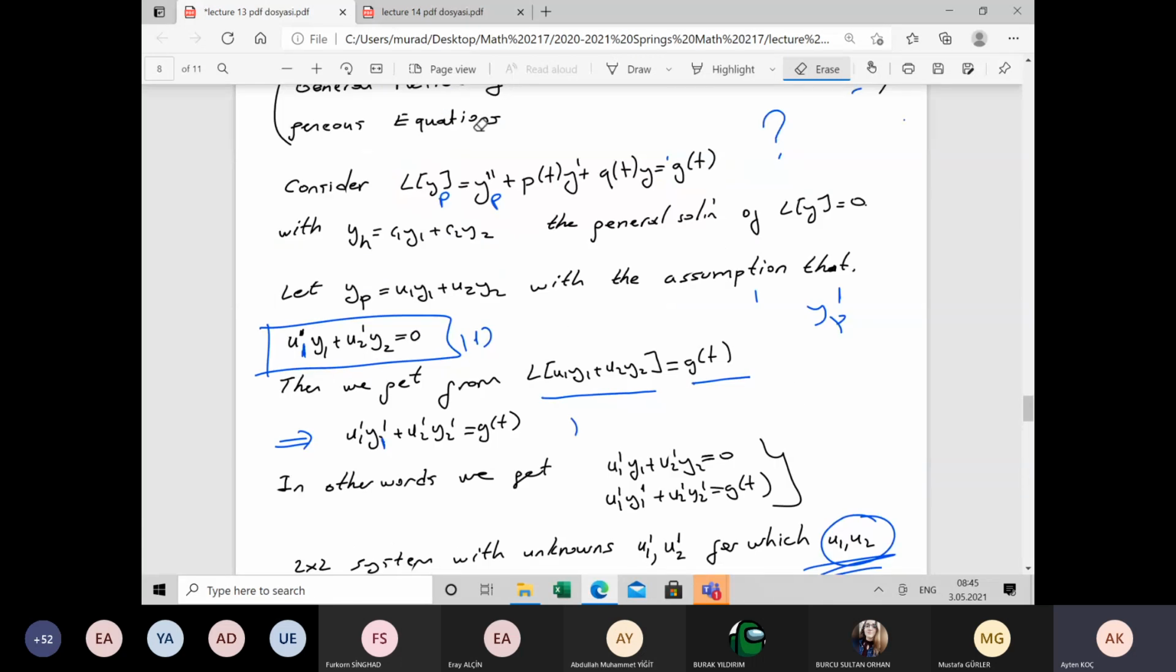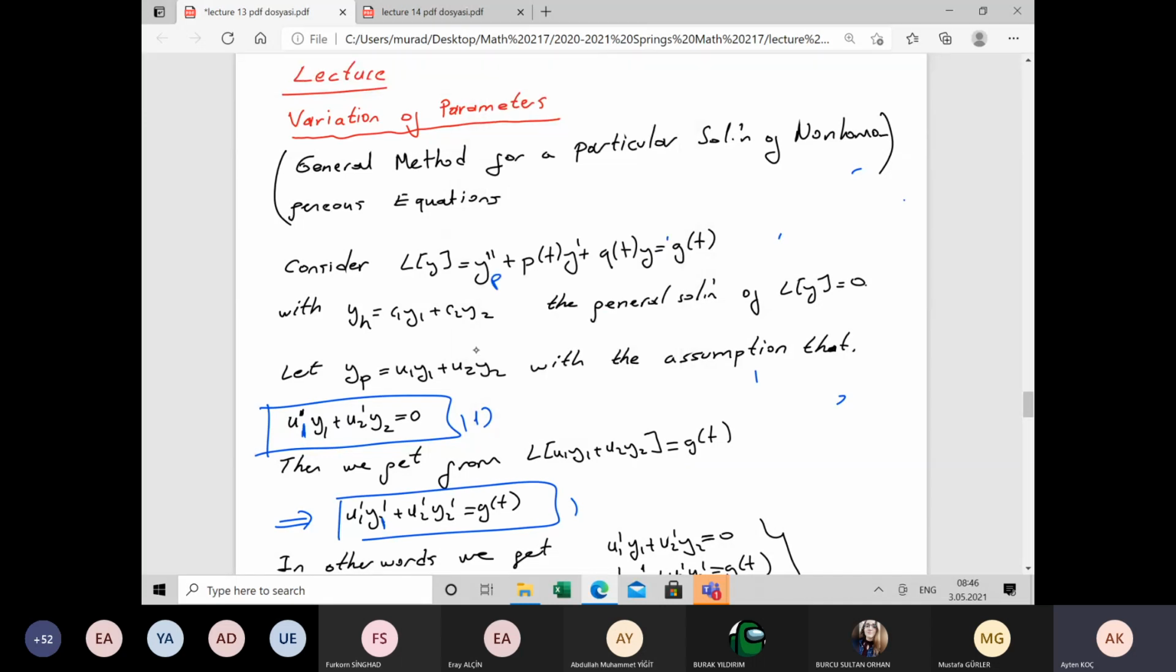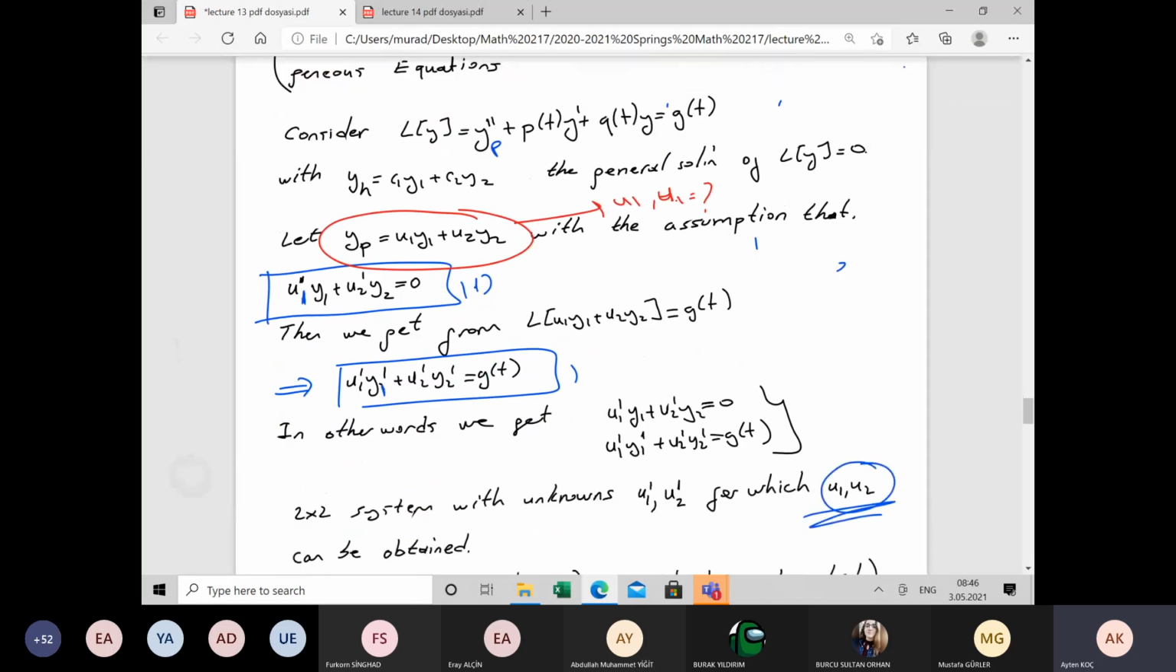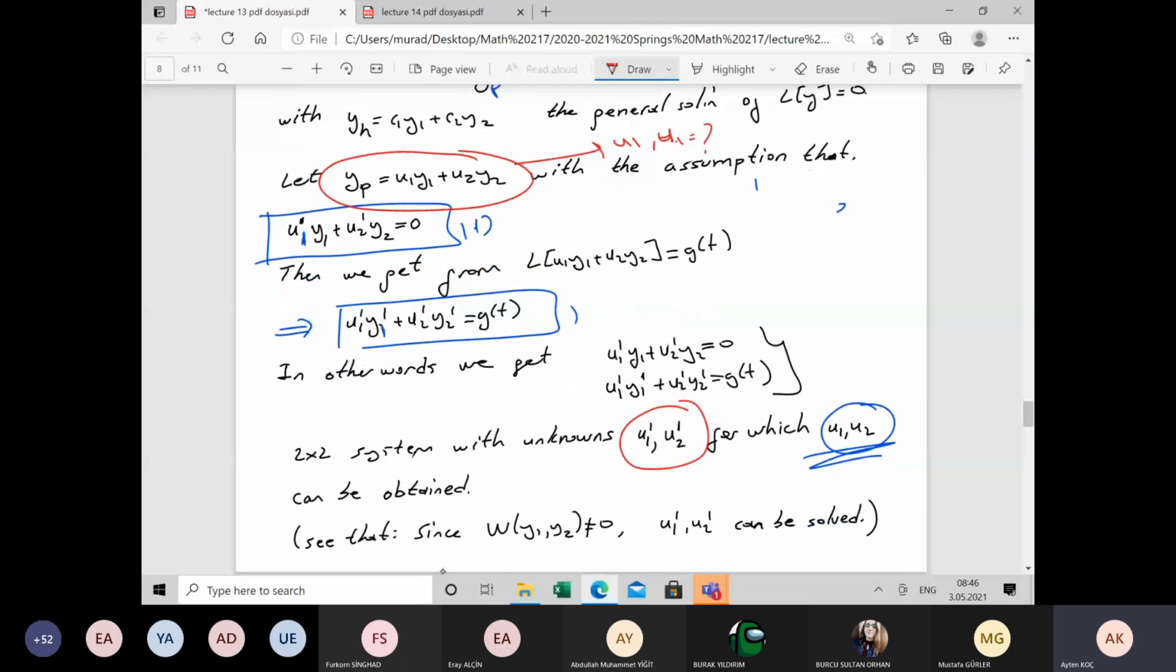But here we claim that, use a different color, maybe it will be better. Our aim is to find u1 and u2. Here we get this system, and solve this system. We obtain u1 prime, u2 prime, and then integrating both sides, we obtain u1 and u2.